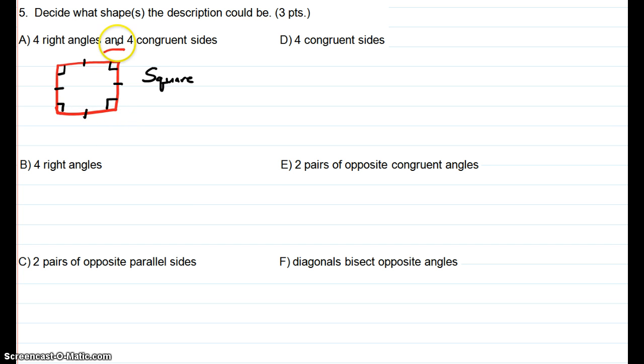So now if you look at B, you notice it just says 4 right angles, and so it doesn't say anything about the sides. So now if I have a shape and I know nothing about the sides, but I know that the angles have to be right, what shape would this be? So this would be a rectangle.